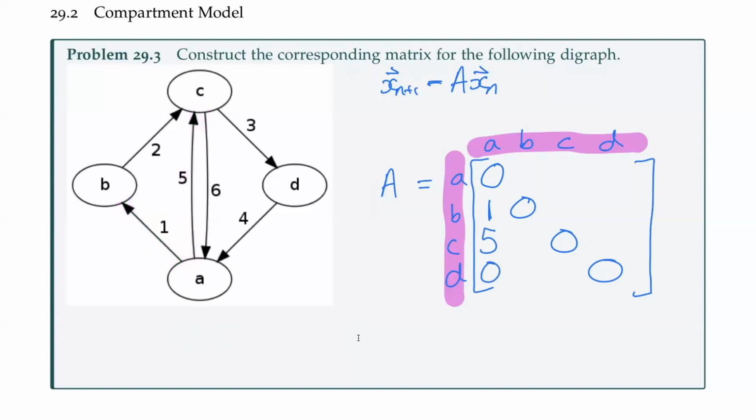Now we do the same for node B. There's only one arrow coming out of B, which goes to C. So there's no arrows to A, 2 going to C, and 0 to D.